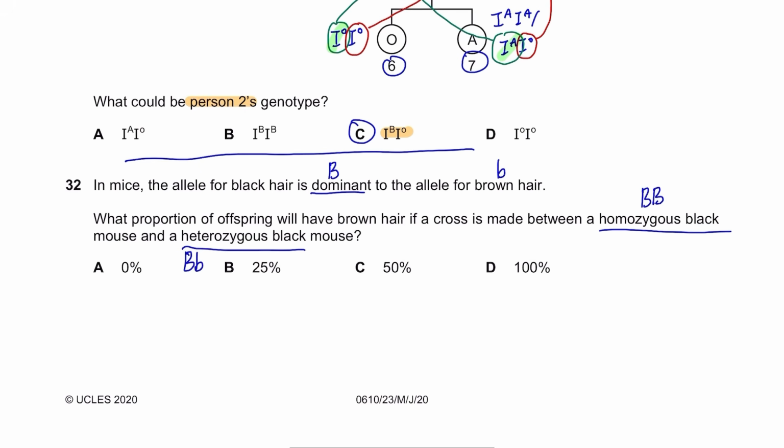They asked us what proportion of offspring will have brown hair. Now brown hair is the recessive one, so it should be 2 small letter b's. So just draw a table and calculate it. You can see that the offspring can only be 2 capital letter B's and 1 capital letter B and small letter b, which are just homozygous black and heterozygous black. So you'll never get a brown hair mouse with 2 recessive alleles, so the proportion is 0%.